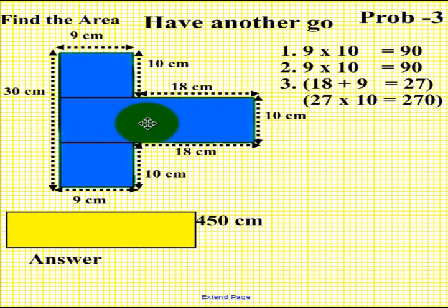To do that, we simply take the length here, which is 18 centimeters, plus the 9 centimeters, which gives us 27. So 27 times 10 is 270. So this area is 270. 90, 90, 270. And we came up with 450. Hopefully your answer is similar to ours. Please pick up an eraser and erase the screen, and thank you for working with us.